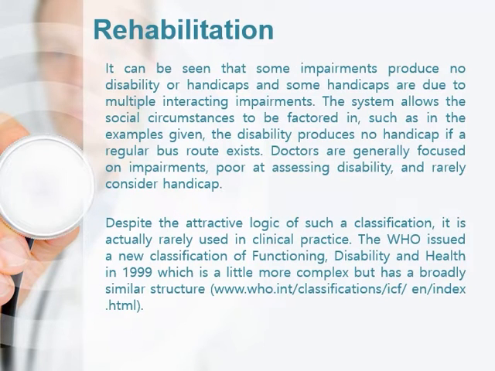It can be seen that some impairments produce no disability or handicap, and some handicaps are due to multiple interacting impairments. The system allows the social circumstances to be factored in, such as in the example given, where the disability produces no handicap if a regular bus route exists. Doctors are generally focused on impairments, poor at assessing disability, and rarely consider handicap.